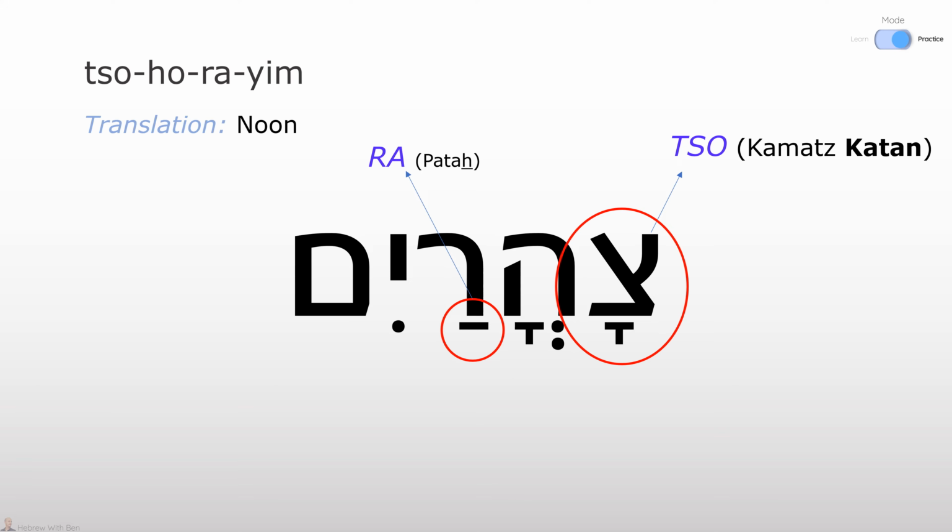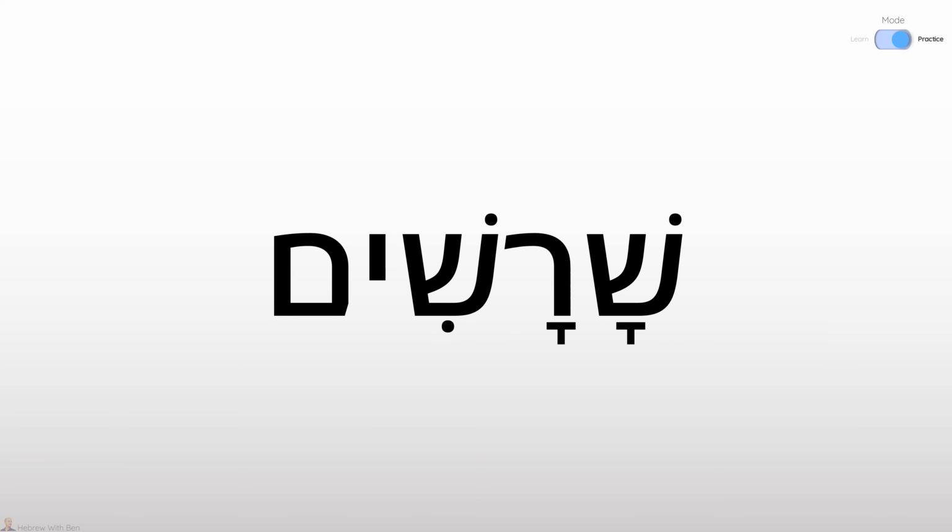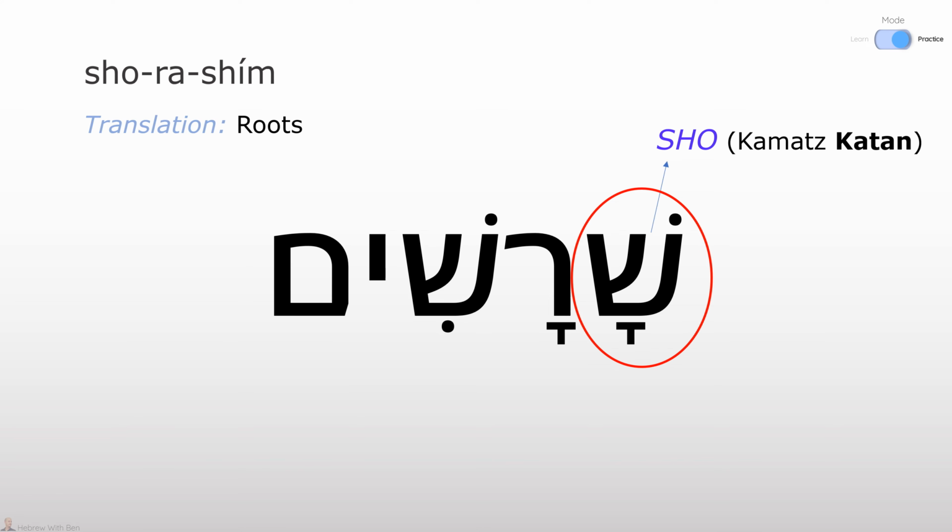The next word is Shorashim. The first letter is Shin, which is decorated with Kamatz Katan. Can you identify another Nikud sign we have already learned? We have the letter Resh decorated with Kamatz Gadol. To complete the word pronunciation, we see the last syllable is Shim.